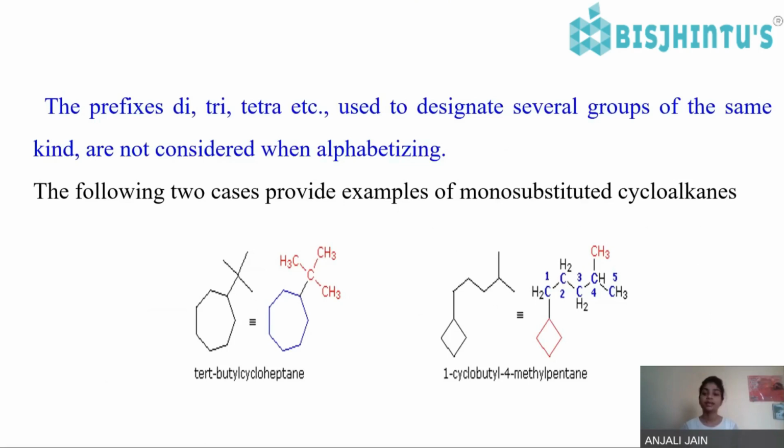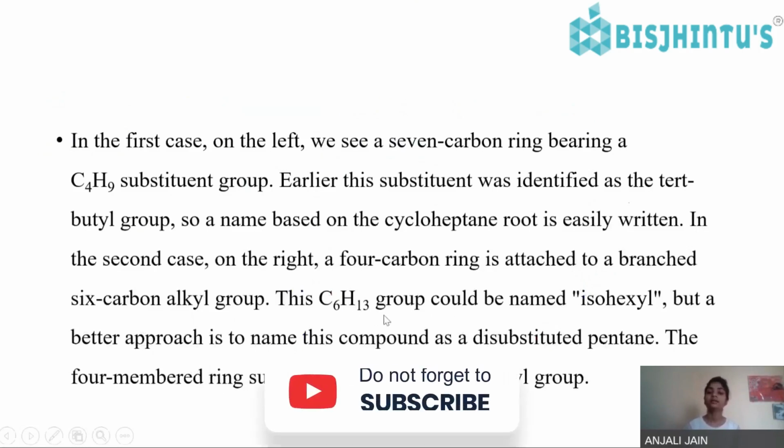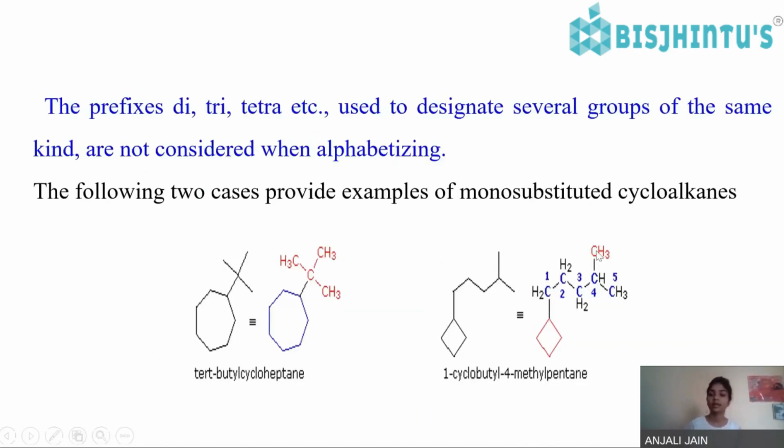Here, this 6-carbon branched group is there, but you cannot make it hexane. It is 4-methyl pentane. So, a 4-carbon ring is attached to a branched 6-carbon alkyl group. This C6H13 group can be named as isohexyl. Because at the 4th position, there is a methyl substituent, and that group is called an isohexyl group.